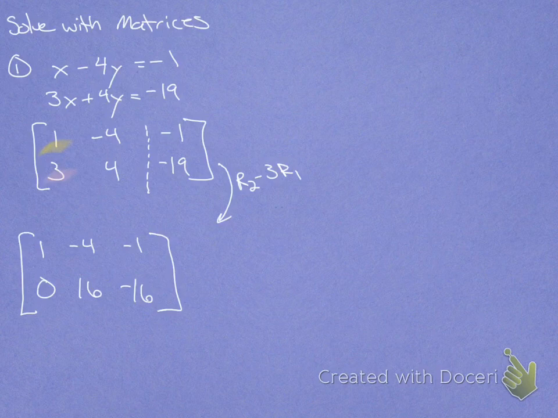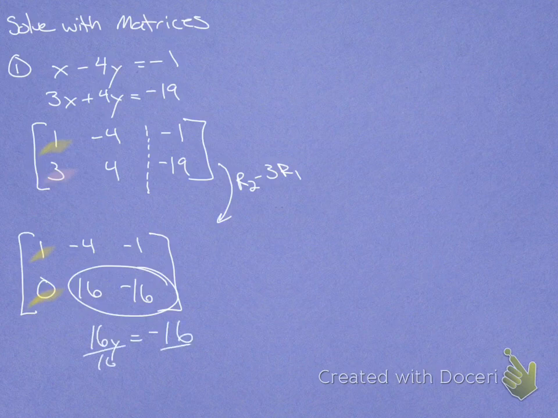Now I've got my stair step happening, the 1, the 0. Because this is only a 2 variable system, I can just solve this right here. 16y equals -16 is what that says. Divide by 16, y equals -1. Plug it back into the system and find x. If you do that carefully, you should get -5, -1.